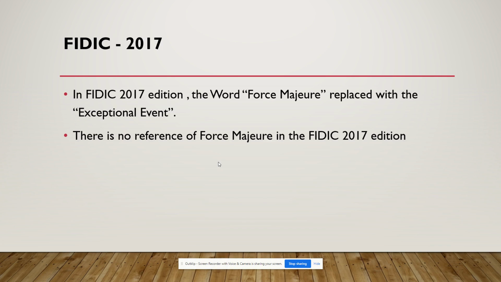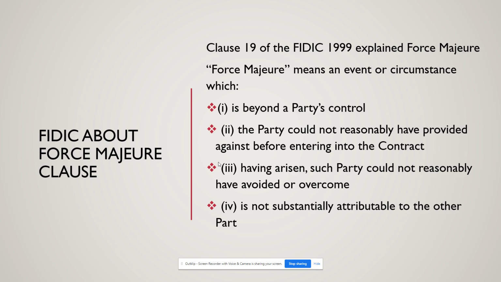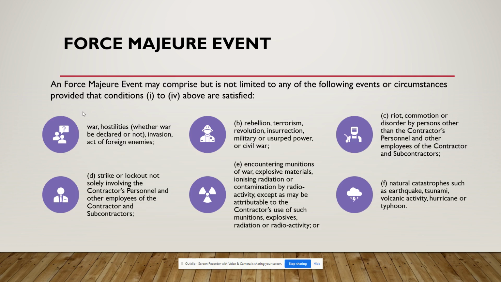So next, the force majeure conditions we discussed all come from FIDIC 1999. Now they have released a new edition, FIDIC 2017. In that, what they have changed is that they have deleted the force majeure term itself and used exceptional event. Apart from that, all the conditions are the same.